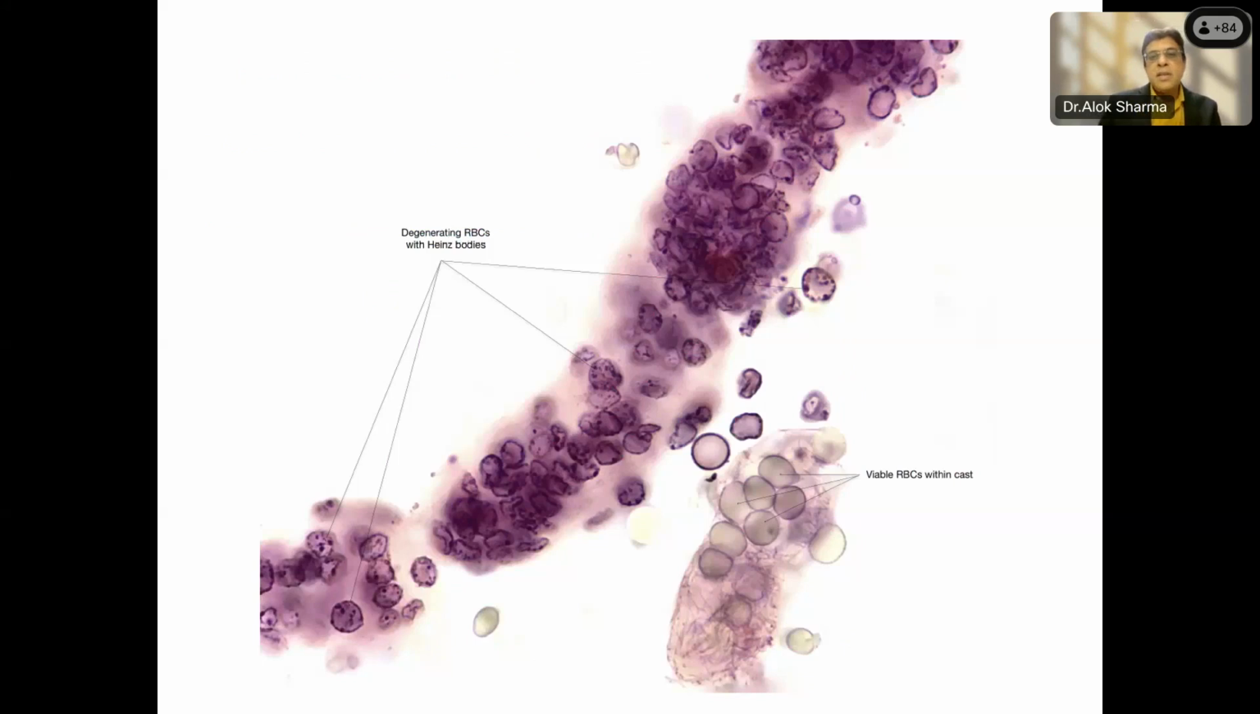And you can see these RBCs. There is a cast-like structure which has RBCs of varying shapes and sizes and outlines embedded within it. So these are probably degenerating RBCs. So this structure is an RBC cast.